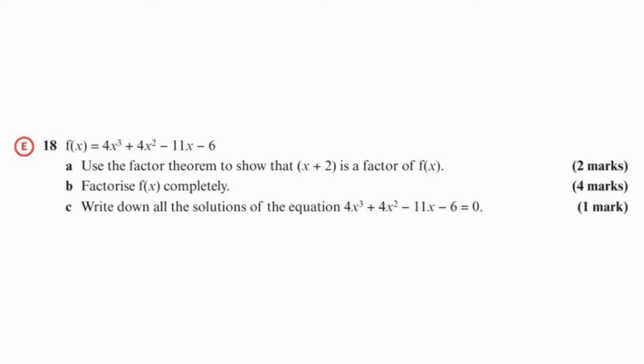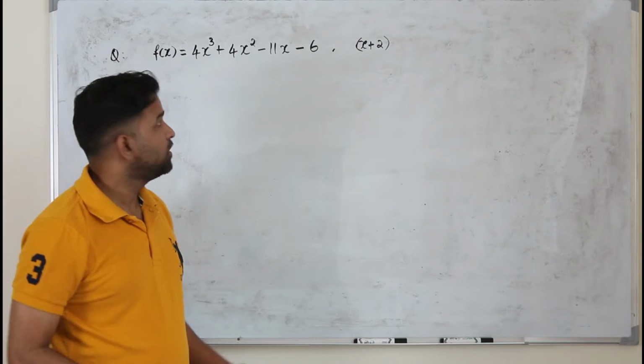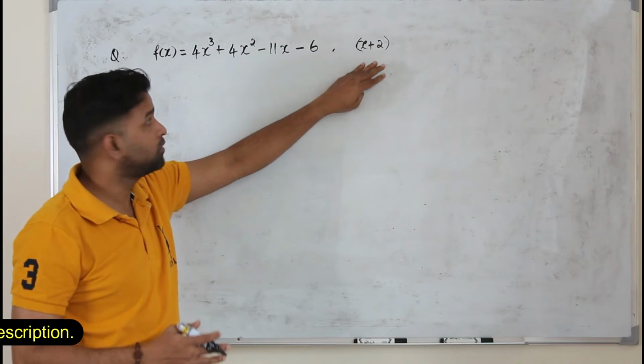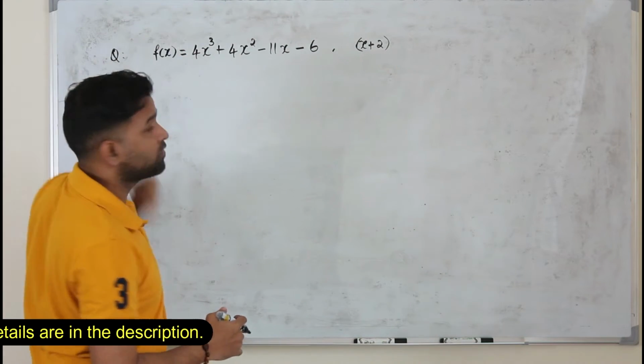Question number 18. F of x equals 4x cubed plus 4x square minus 11x minus 6. Part A. Use the factor theorem to show that x plus 2 is a factor of f of x. Part B. Factorize f of x completely. Part C. Write down all the solutions of the equation 4x cubed plus 4x square minus 11x minus 6 equals 0. Here in first part, they want you to prove that x plus 2, using factor theorem to prove that x plus 2 is a factor of this function.